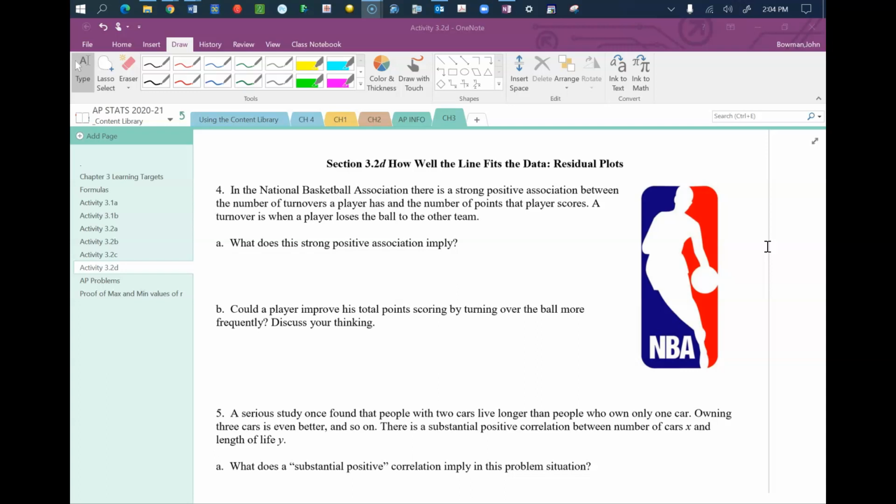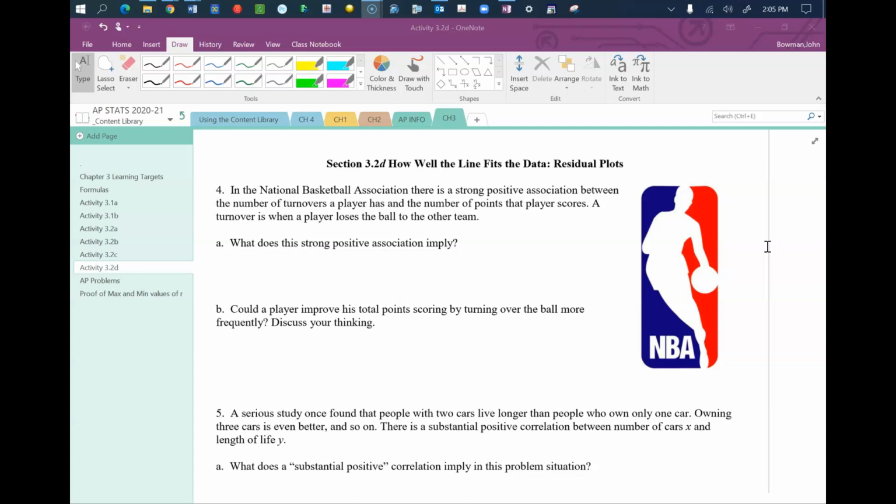In the NBA, there's a strong positive association between the number of turnovers a player has, the number of times they turn the ball over to the opposing team, and the number of points that the player scores. Turnovers, a bad thing. Scoring points, a good thing. So, what does this strong positive association imply? Does it imply that more turnovers causes them to score more points? No, it doesn't. It just means that there's an association between the two. There's a pattern that exists that as players have more turnovers, they also tend to score more points.